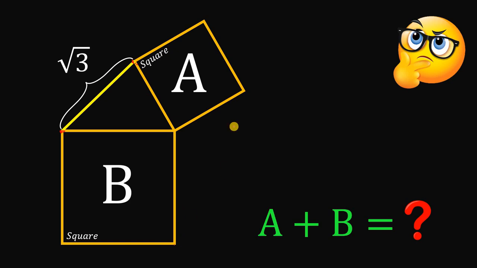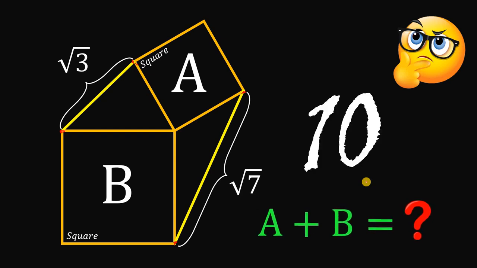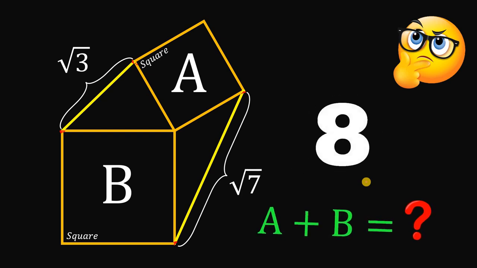Now, if we connect this vertex down over here and this vertex, this length must be equal to square root of 7 units. Now, the question is, what is the sum of the areas of the two squares, or simply A plus B? Now, you can pause this video if you want to give this problem a try.